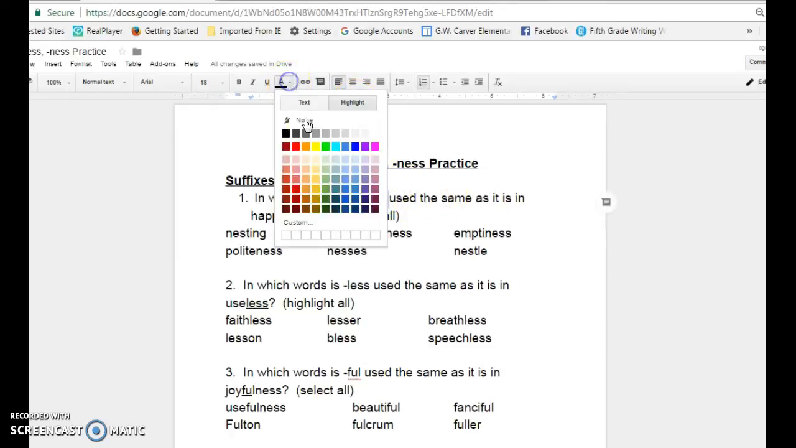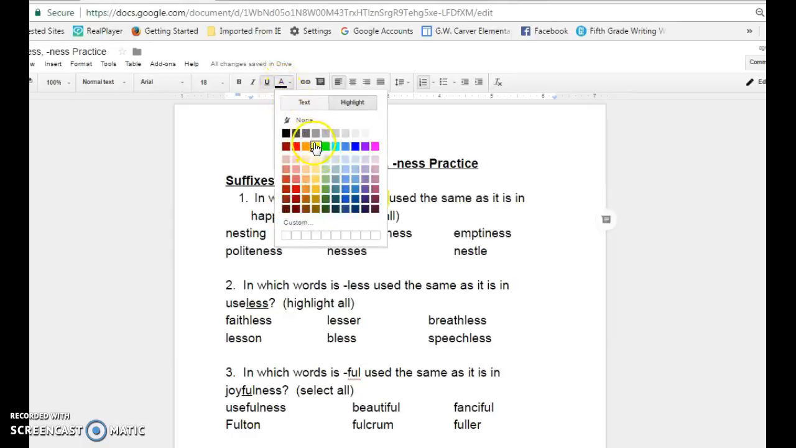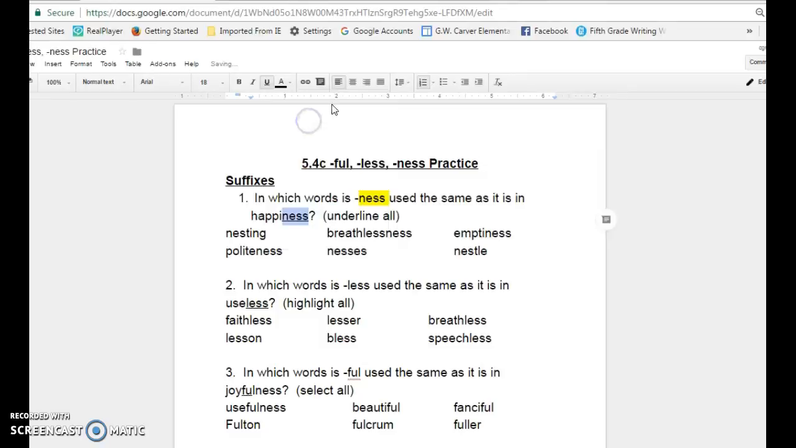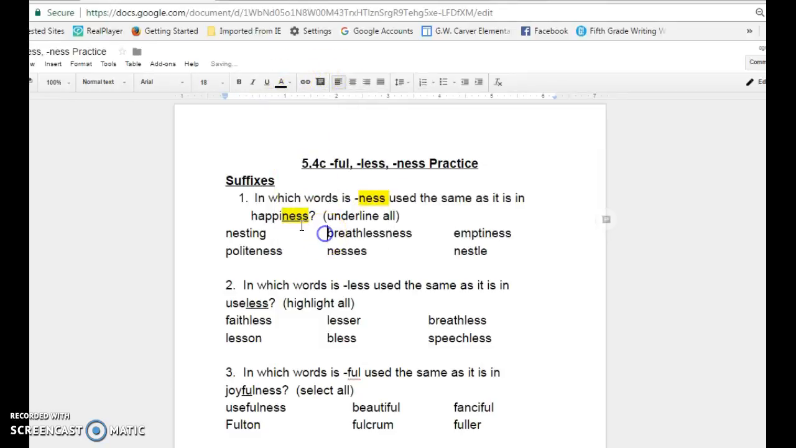I have a hard time with these tools on this one, so you can do better than I can. So basically, when they're asking you about a suffix or a prefix, you need to ask yourself, what does it mean in that word? Just like word study, right? Happiness. Well, we learned in word study that ness means a state of being. So here it means a state of being happy.